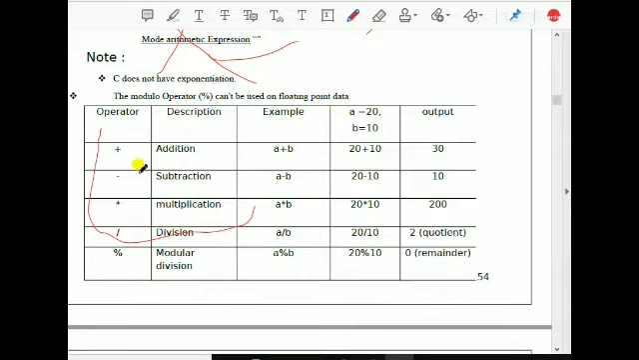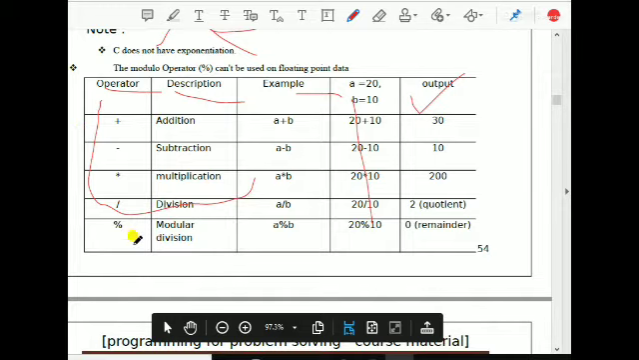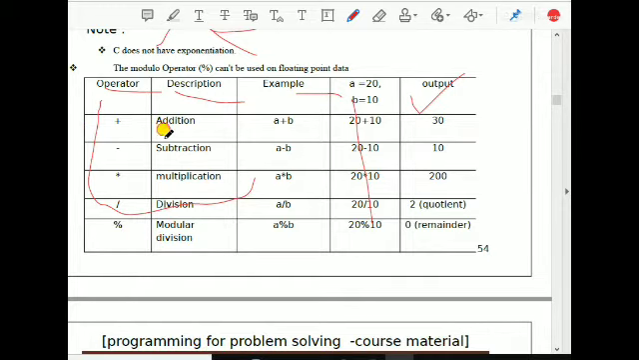These I know you can write easily. Just heading, operation, description, example, and output. In example you can write this, and output you can easily write. So I think I don't have to explain this, but little bit I will explain. So write addition, plus symbol, addition, a plus b, to write some example. A is equal to 20, b is equal to 10, and write that all. Output also you can easily write.